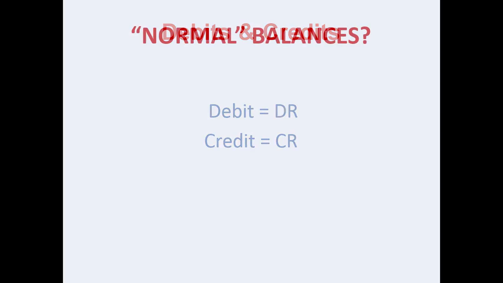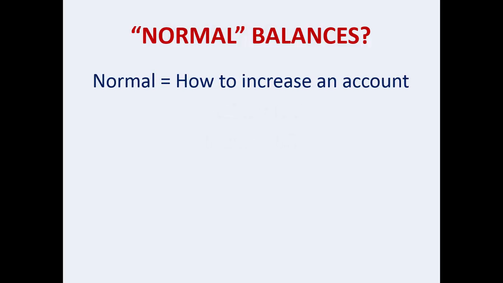So what's a debit and a credit? Well, debit can be abbreviated DR, and credit can be abbreviated CR. And what is a normal balance? It means how do I increase an account. So if you learn your normal balances, you will be fine. You need to have a good, strong understanding of your normal balances. How do I increase and decrease accounts? Normal meaning how do I increase it?